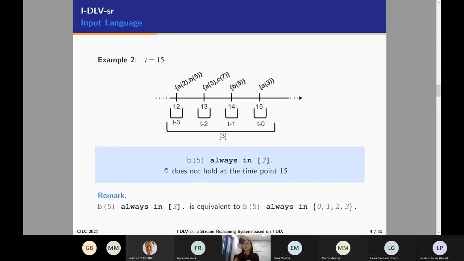Based on the shortcut presented before, we can see that B5 always in 3 is the contracted form for the atom B5 always in 0, 1, 2, and 3. This shortcut is admitted because this set of natural numbers is actually the set of natural numbers between 0 and 3. So we use the interval notation to indicate this set.